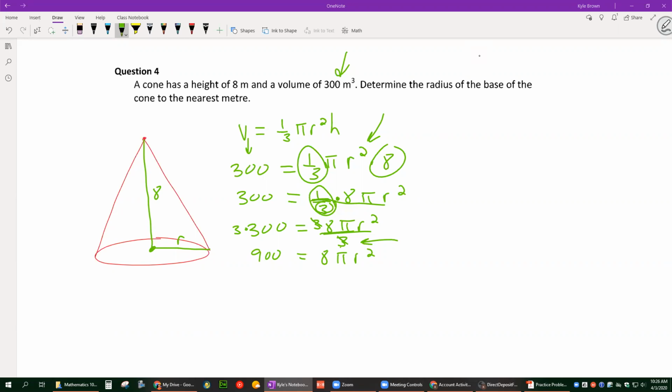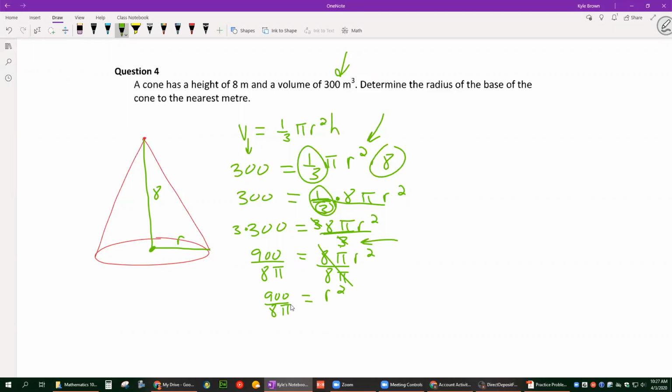Yeah, cool. All right. So now I just need r squared on its own, right? So I'm going to get rid of the 8, but you know what? Why don't we just get rid of the 8 and the pi at the same time, right? They're both just numbers. So I can divide them both by 8 pi. So divide by 8 pi and divide by 8 pi. I'll leave it like that for a second, so we'll leave it as 900 over 8 pi. You could put that into your calculator and figure out what number you get, but it's going to be an irrational number because we're multiplying by pi. So I'm just going to leave it like that and do everything at the end.